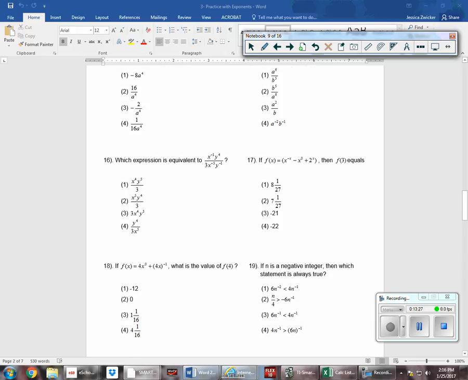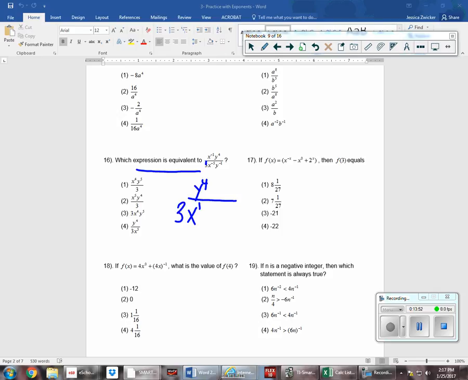This was a Regents question. If they're asking you what's equivalent, look at your answers. They all have positive exponents. So the first thing I'm going to do is rewrite this with positive exponents. If I look in my numerator, x has a -1 exponent. I want it positive 1, so I'm putting it in the denominator. Y to the 4th is positive, so I'm keeping it. 3 has an exponent of 1, so it stays in the denominator.